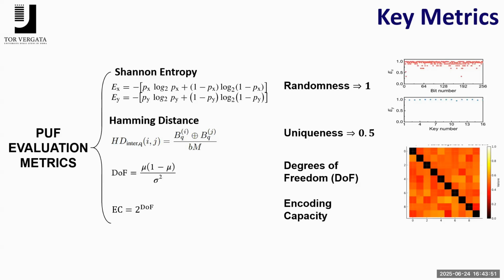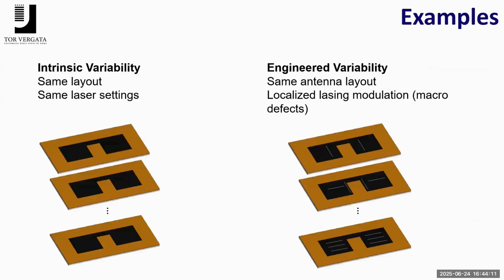Once we make this analysis, we can evaluate the degrees of freedom, let's say the number of bits which are independent. Now, once we have the number of bits, we can evaluate the encoding capability, let's say how many independent keys we can generate by this specific process. I will show you better with an example. We have one possibility of just considering intrinsic variability, let's say just the variability on the same shape due to the laser imperfection. And then we have an engineered variability, where we will introduce some additional defects to increase the degrees of freedom.